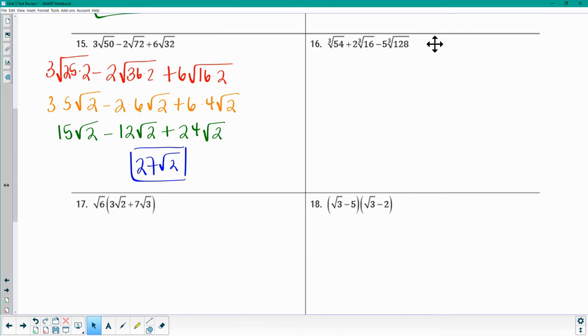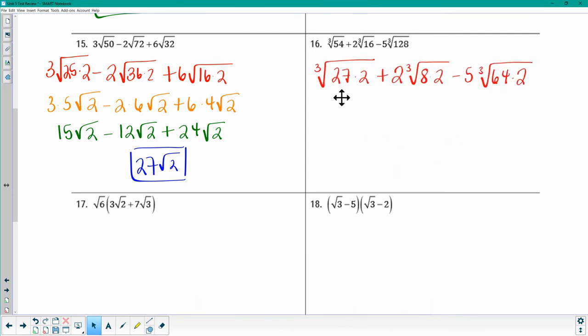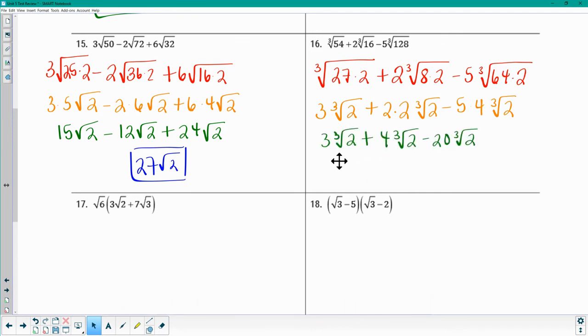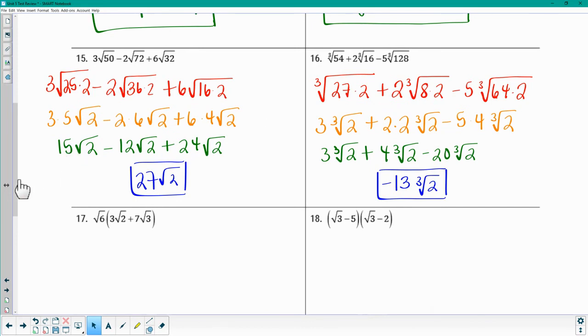For number 16, I am doing something similar, but this time I'm looking for perfect cubes or anything to the power of 3. So I went ahead and rewrote 54 as 27 times 2, 16 as 8 times 2, and 128 as 64 times 2. Went ahead and did some simplification. A 3 came out, a 2 came out, and a 4 came out. Multiplied my coefficients to give me 3, 4, and 20. All of my radicals are the same, cube roots of 2, so I can just look at the coefficients and see negative 13 cube root of 2.